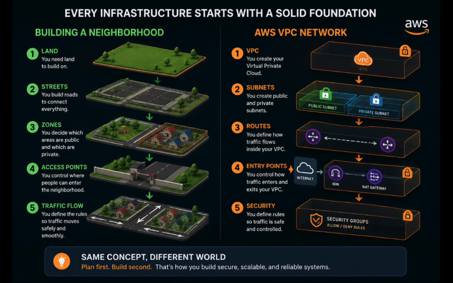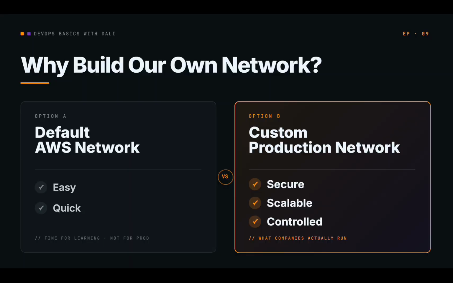You might be wondering, AWS already gives us a default VPC. Why don't companies simply use it? The answer is simple. The default VPC is great for learning. It's already configured. Everything works immediately. But in production, companies need much more control. They decide which resources are public, which resources stay private, how traffic flows, which ports are open, which subnets applications should use. Security starts with networking. That's why almost every production environment uses a custom VPC.